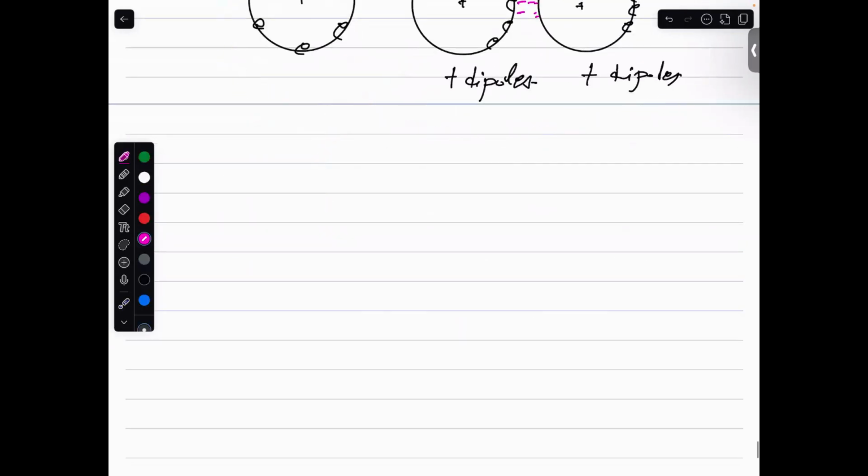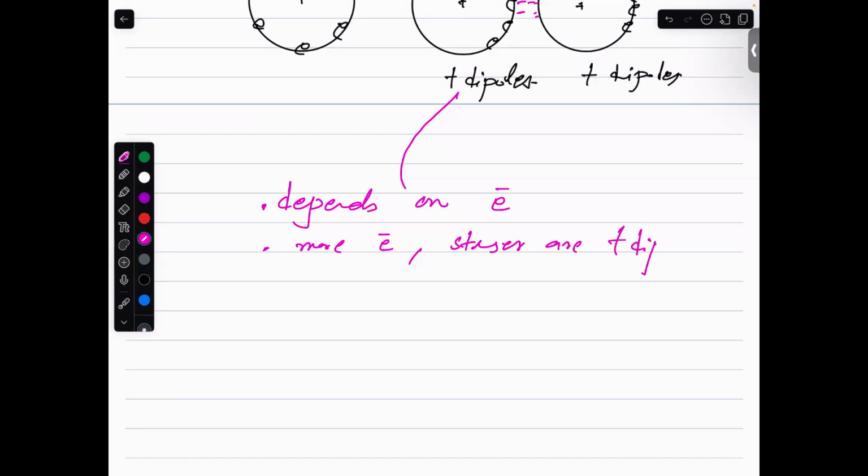And these temporary dipole interactions depend on what? They depend on electrons. The more electrons, the stronger the temporary dipoles, because they are easily formed.